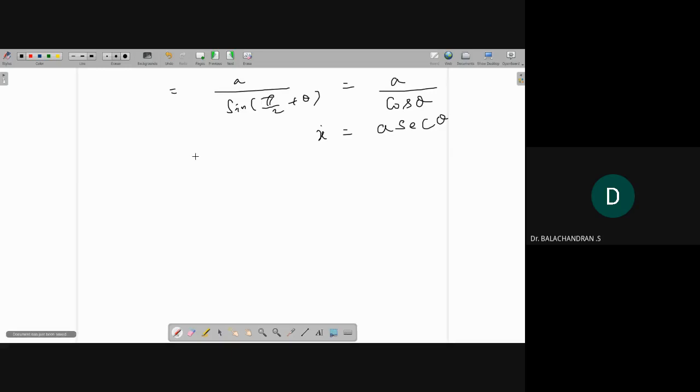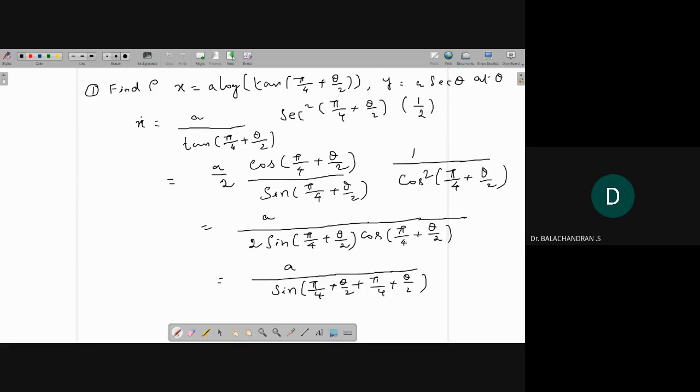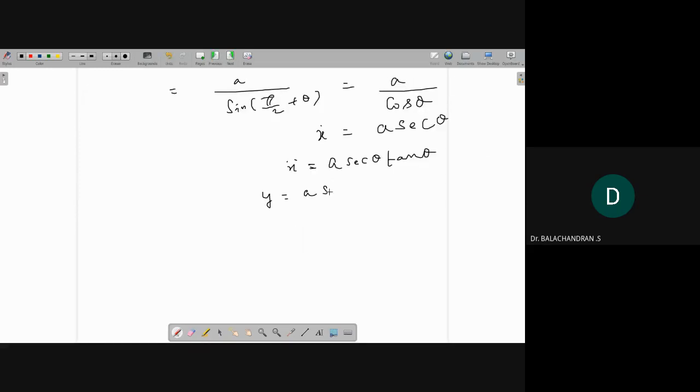Now x double dot. x double dot equal to, differentiate again with respect to theta, a into secant theta into tan theta. So what is the second curve? y equal to a secant theta. Find y dot and y double dot. y dot equal to a into secant theta into tan theta.